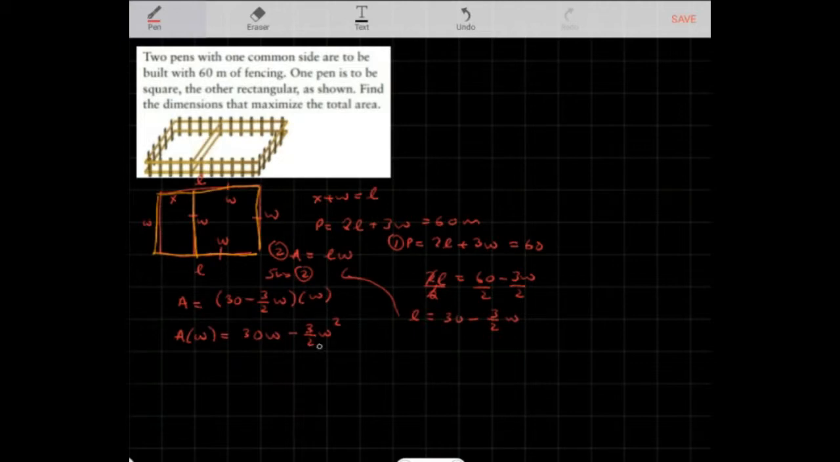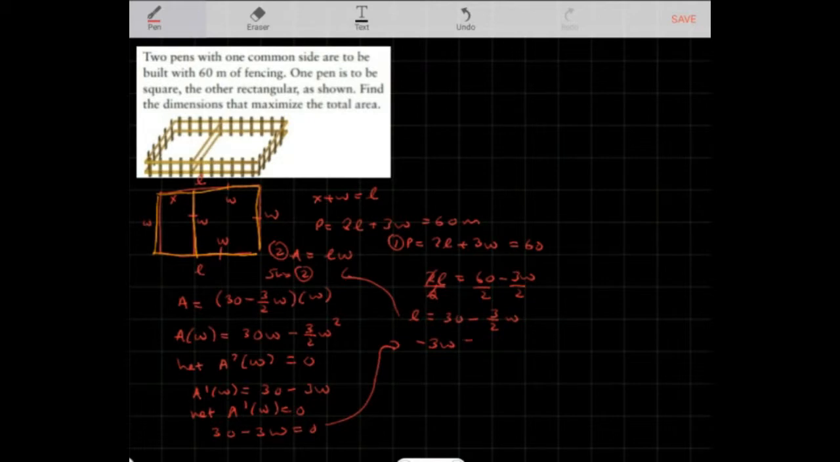If you want to find the width that creates the maximum area, let's find the first derivative. So I'm going to find A prime of w equal to 0. A prime of w here is equal to 30 minus 3w. If I let A prime of w equal 0, you get 30 minus 3w is equal to 0. I'm going to move this to the other side, so you get negative 3w is equal to negative 30, and the negatives cancel out, and w here is equal to 10.